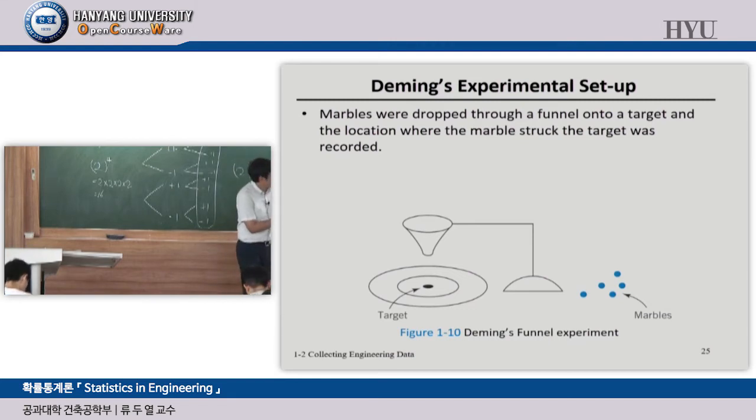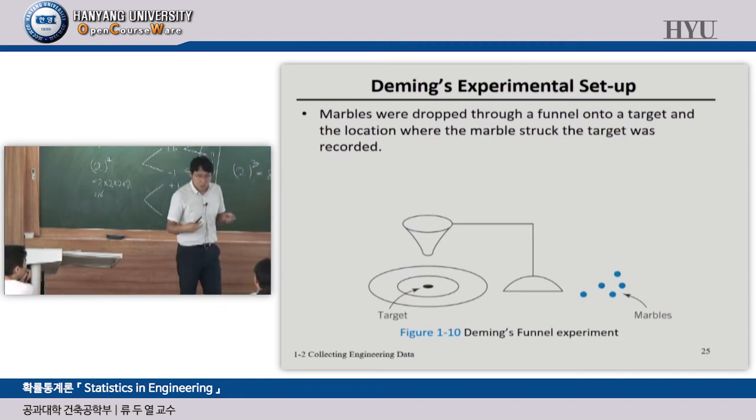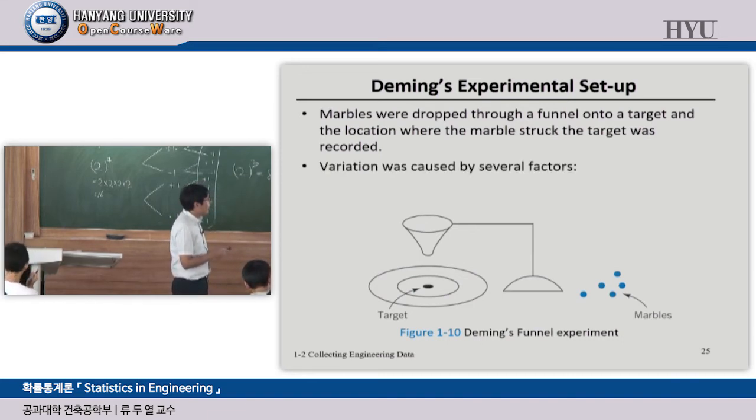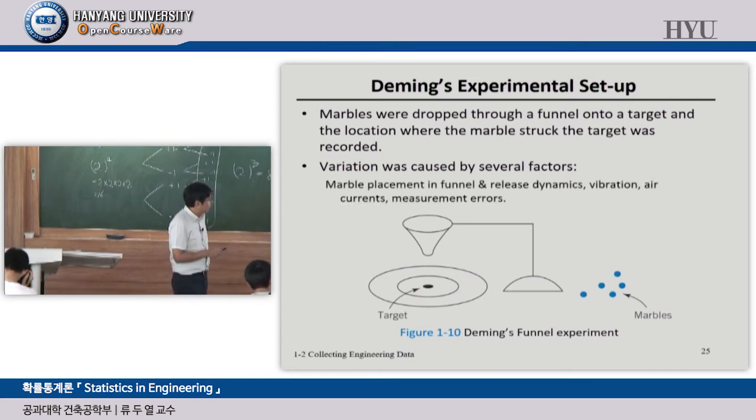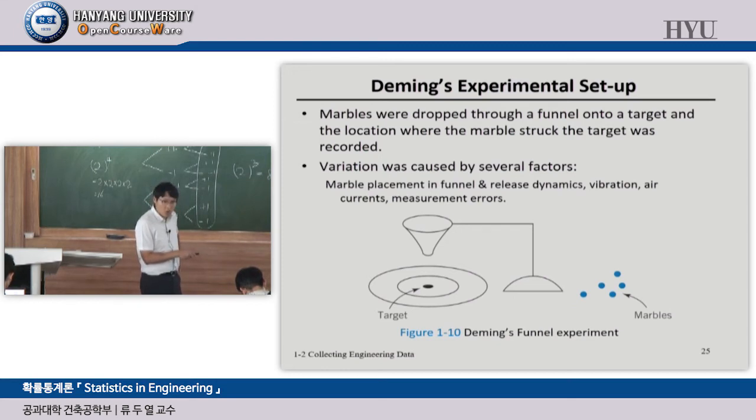And the location where the marble struck the target was recorded. So we can measure the distance between the striking point of the marble to the center of the target. So we measure the distance. And the variation was caused by several factors in this experiment. Firstly, the marble placement in funnel and release dynamics. How we can release the marble? That definitely affects the location of the striking point of the marble after going through this funnel.